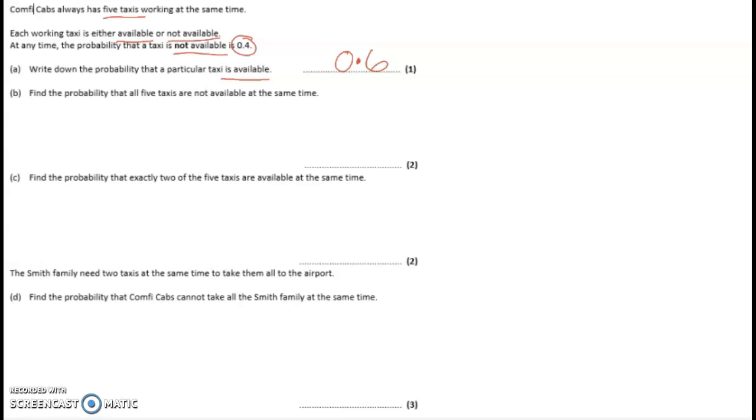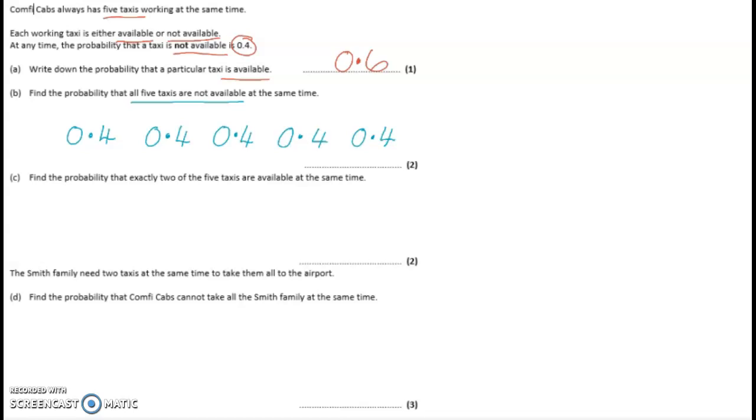Find the probability that all 5 taxis are not available at the same time. We know the probability of a taxi being not available is 0.4. And the second taxi not being available is 0.4. And the third taxi is 0.4. The fourth taxi is 0.4. And the fifth taxi is 0.4.